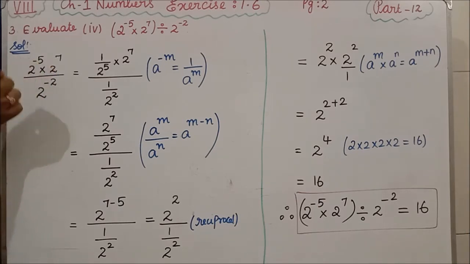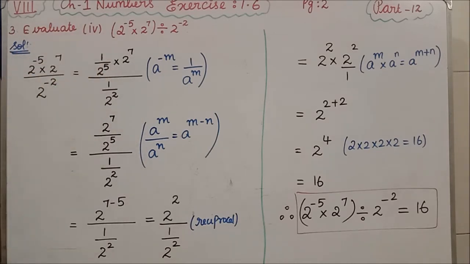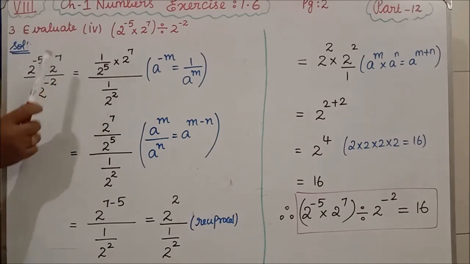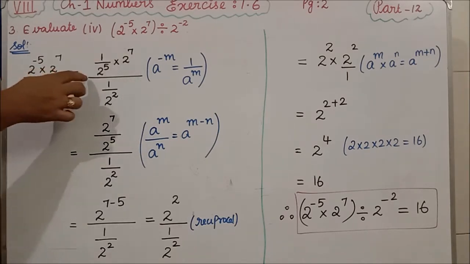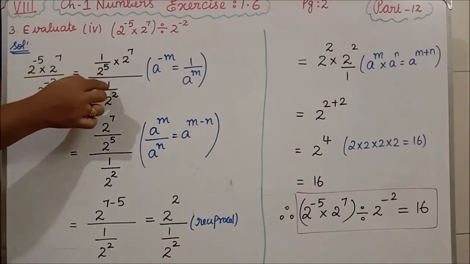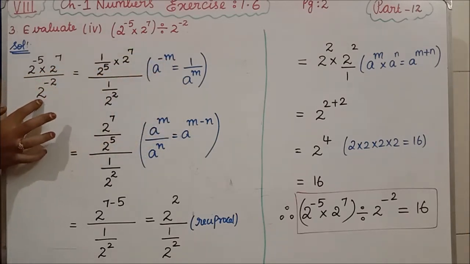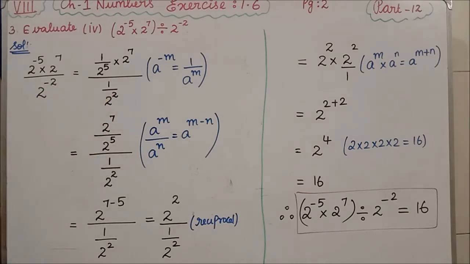So 2 power minus 5 means how do we write? 1 divided by 2 power 5. Clear students, all of you? 2 power minus 5 means 1 divided by 2 power 5, into 2 power 7. Divided by. Here also the power has minus, so how do we write? 1 divided by, see the formula, a means here also a, so 2 means here also 2. Power minus 2 will become positive 2. So 1 divided by 2 square I am having.